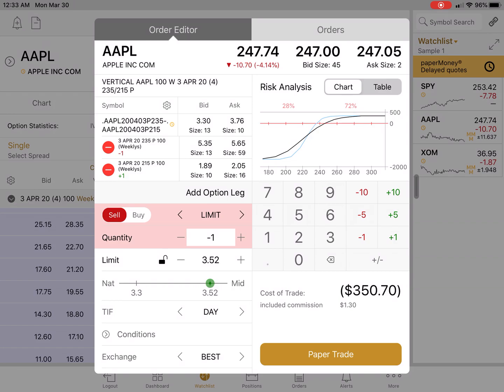We're still taking a significant risk. However, we actually protect ourselves at 215 from further loss. Now notice on the pink shaded area it says sell, because we are doing this for credit and we are selling an option spread. Tap on paper trade, confirm, and then it will go, and that's about it.